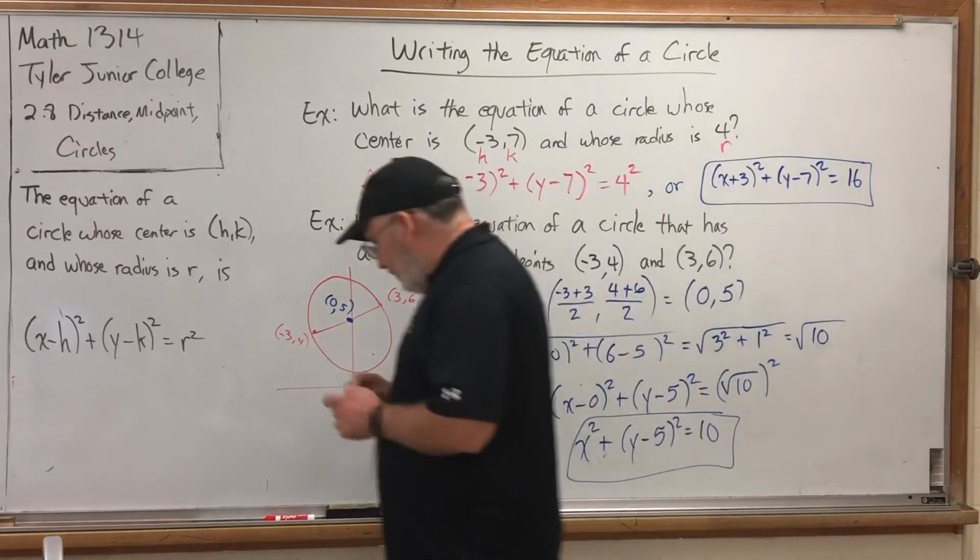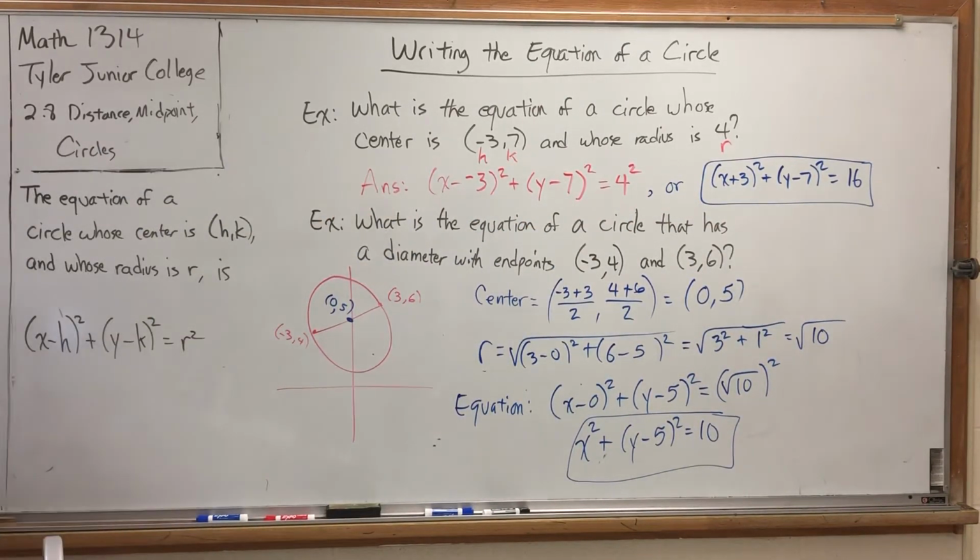So building the equation of a circle is really pretty straightforward if you have a center and a radius. But sometimes you'll be given other information with which you can find the center and the radius.